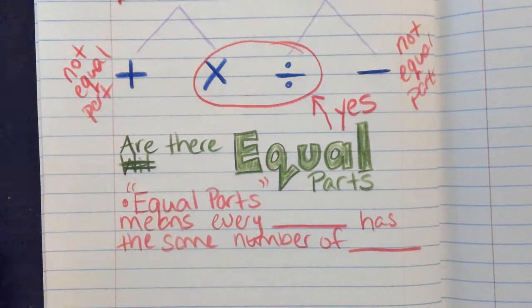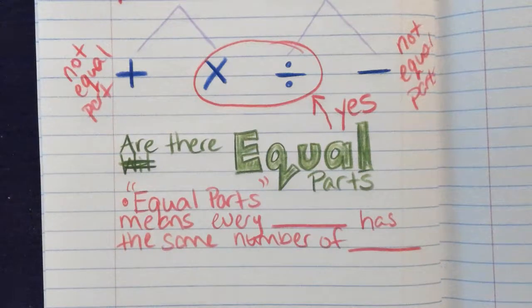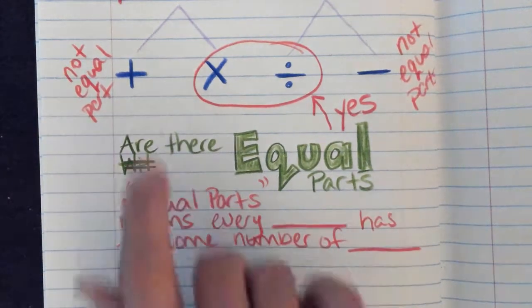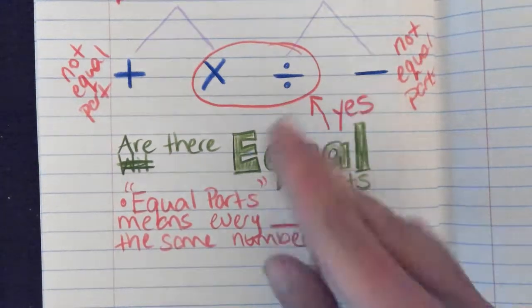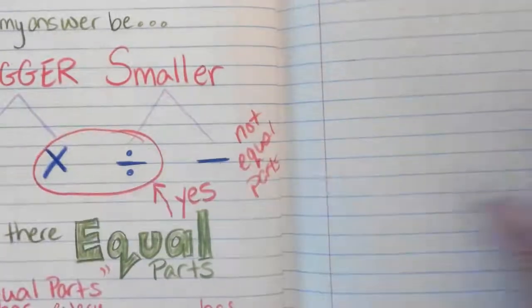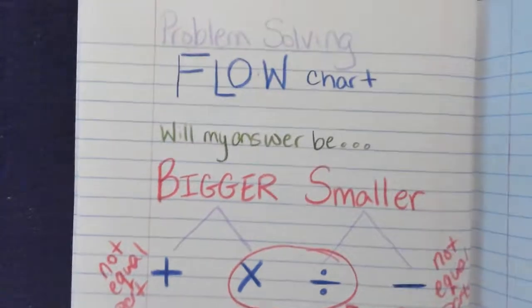So that flowchart is just a way to help you figure out, when you have a word problem and you're not sure where to get started, ask yourself, will my answer be bigger or smaller? And are there equal parts? And if you can answer both of those questions correctly, it will lead you to the correct operation. And as long as you can do adding, multiplying, dividing, and subtracting correctly, boom, you got the answer. So that is your problem-solving flowchart.